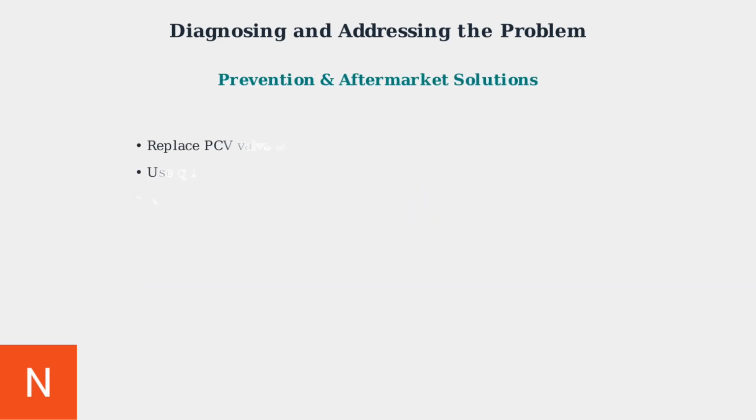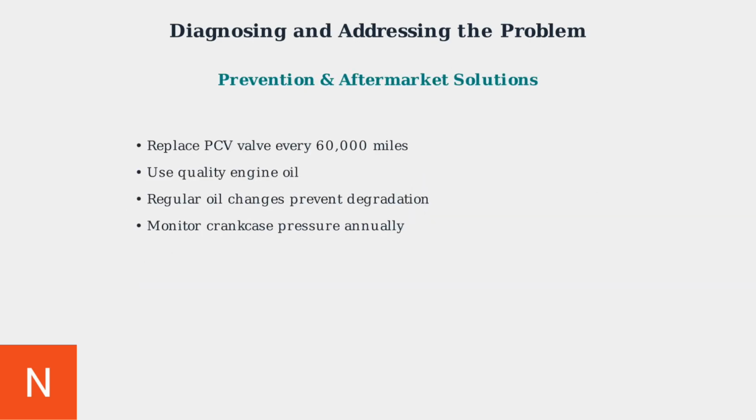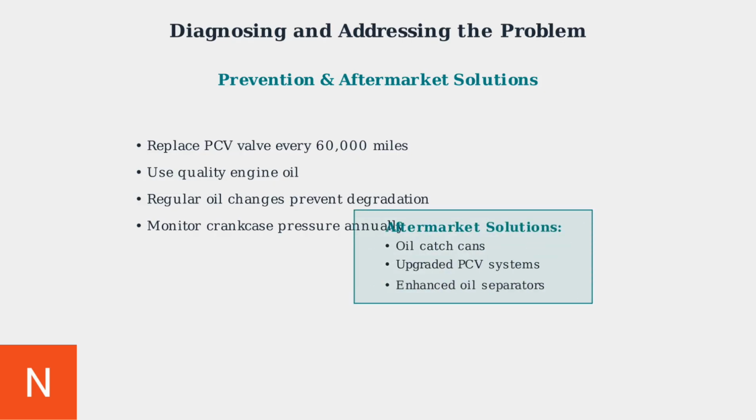Regular PCV system maintenance can reduce oil contamination by up to 80%. This includes replacing PCV valves every 60,000 miles and using quality engine oil. Aftermarket oil catch cans provide additional protection by intercepting oil vapors before they reach the intake manifold. These systems are particularly beneficial for high-performance and turbocharged engines.